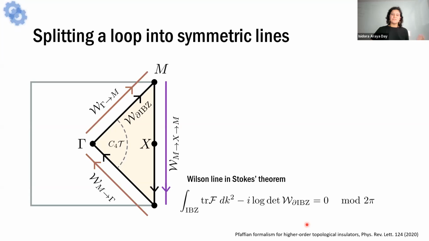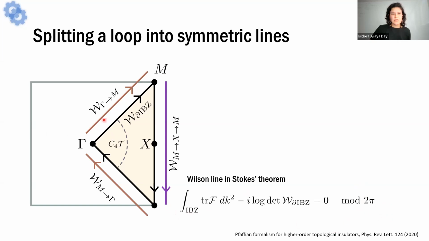So one way of getting rid of that ambiguity is to split the path into 3 paths, because thanks to C4T, the path that goes from gamma to M is a symmetry image of the one that goes from M to gamma. So we can take advantage of the symmetry in order to get rid of the 2 pi ambiguity.